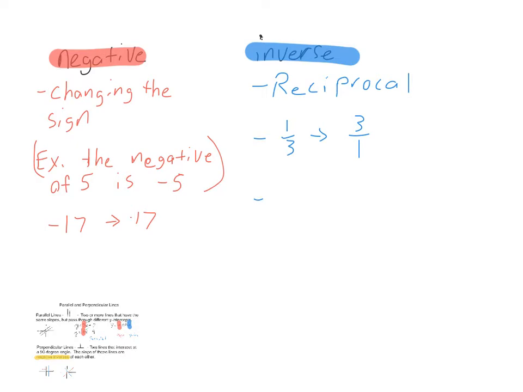If you had 5/4, its reciprocal would be 4/5. So this is literally, we're flipping it upside down. And that's one way to think of it, is flip upside down.